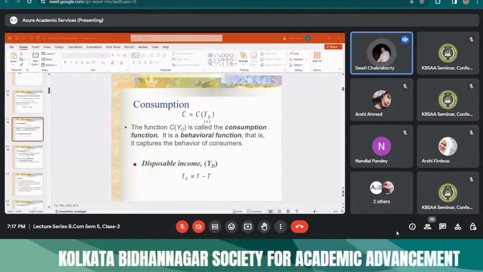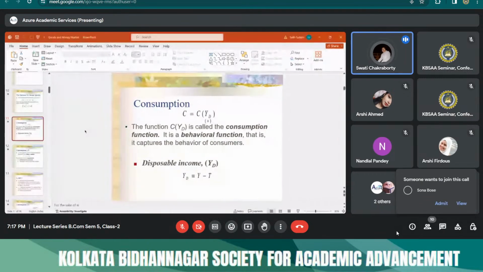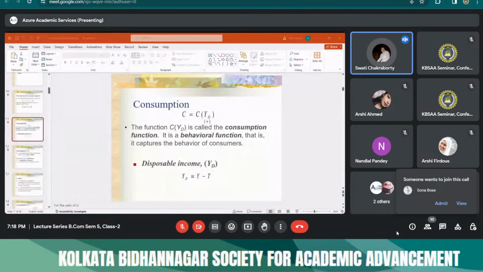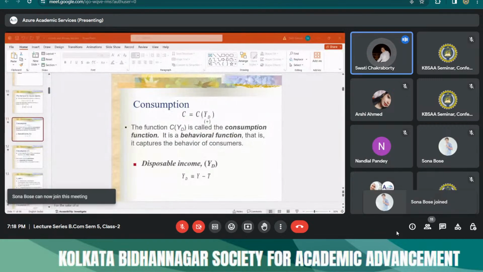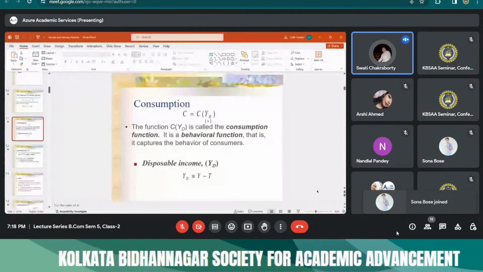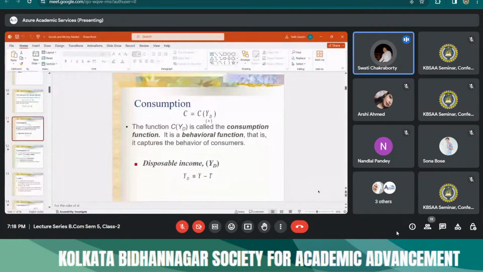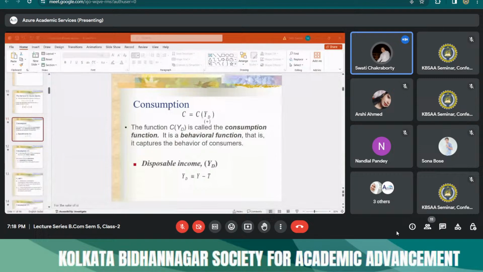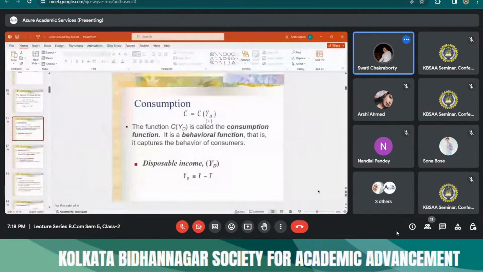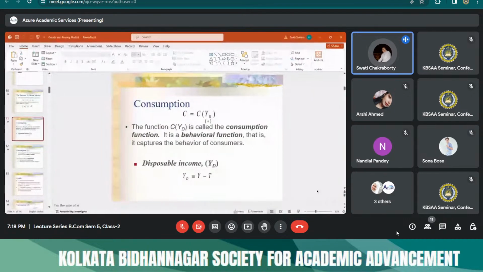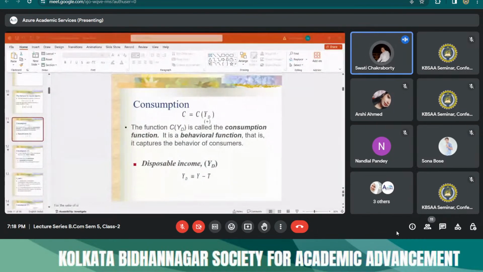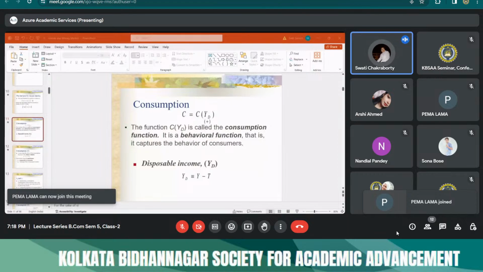The higher the disposable income, the higher the level of consumption. So consumption C is a function of YD, disposable income. That's a consumption function, and it's a behavioral function because it explains the behavior of consumers. And YD, as I said, is disposable income. Now, what is disposable income? That is the total income minus the tax that we pay, and what we have on hand. Can we go to the next slide?